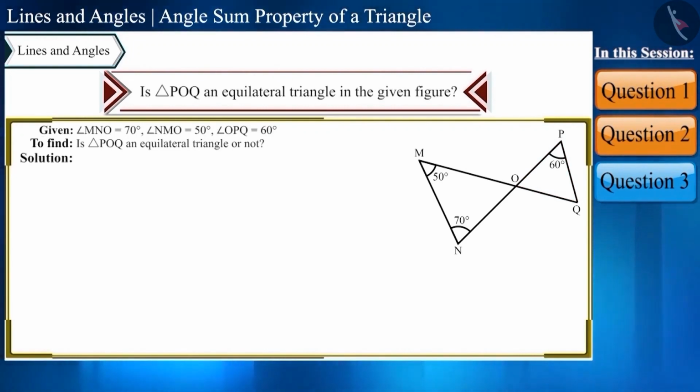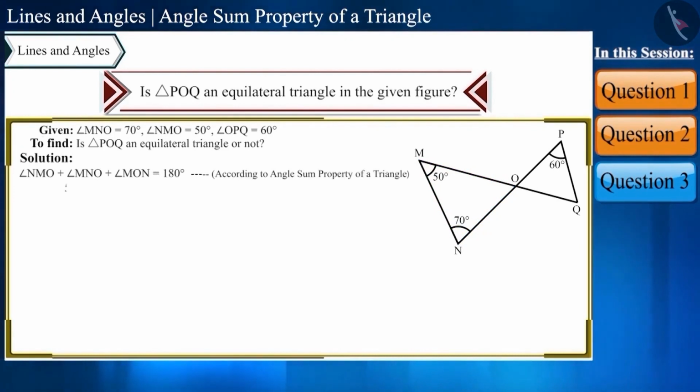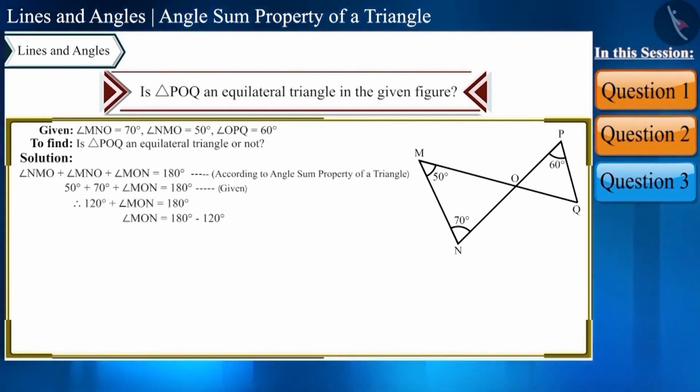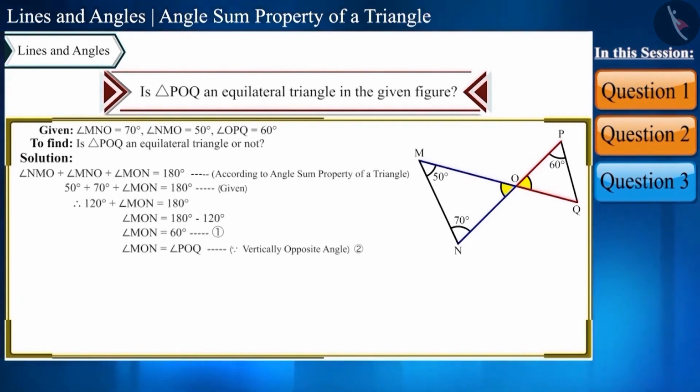In the triangle MNO, angle NMO plus angle MNO plus angle MON will be equal to 180 degrees, according to angle sum property of a triangle. According to the given values, this will become 50 degrees plus 70 degrees plus angle MON equals 180 degrees. We will get angle MON equals 60 degrees. Now since angle MON and angle POQ are vertically opposite angles, angle MON will be congruent to angle POQ. That is, angle POQ will also be equal to 60 degrees.